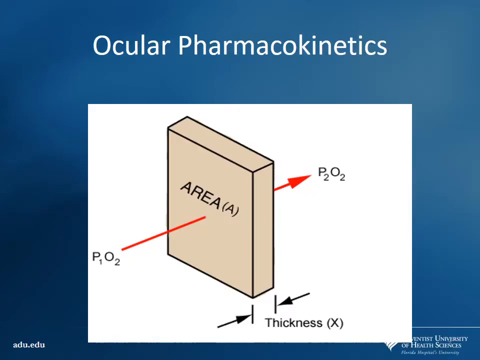So as we see here, the bigger the surface area, the more absorption you're going to have, the bigger the concentration gradient, the more absorption, and then the thickness is also going to be a factor here as well. Usually the eye is pretty thin, so you generally get pretty good absorption depending on the drug.